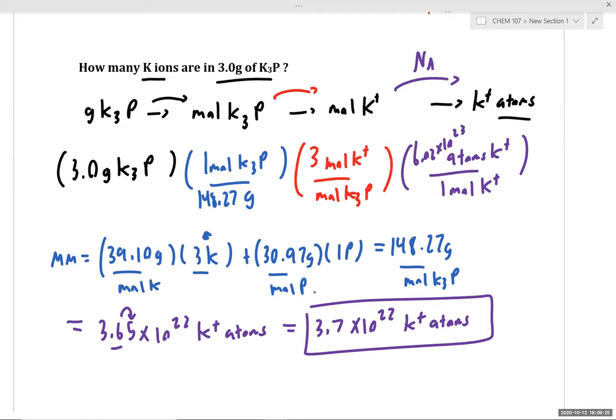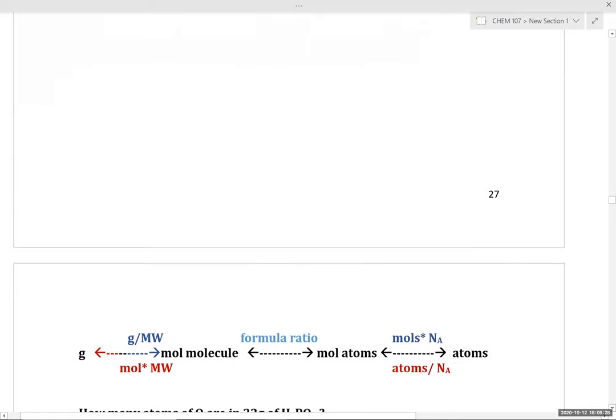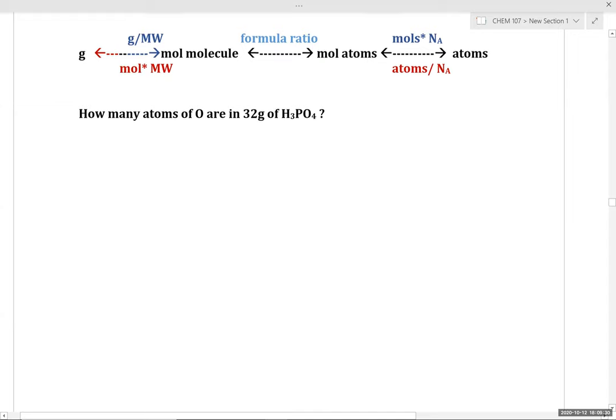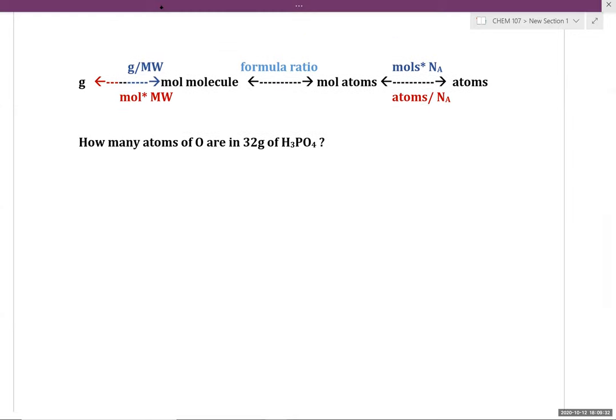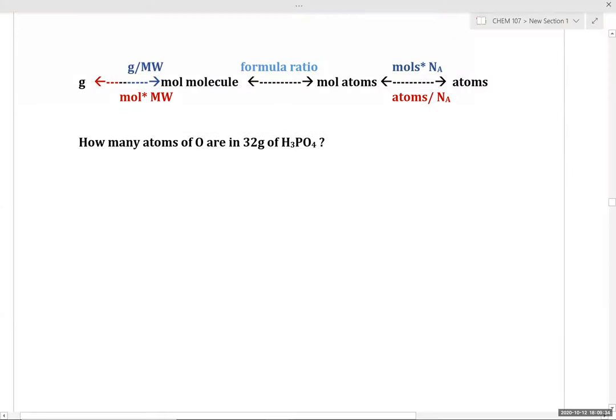Okay, so we've seen an example. Let's now apply what we've learned. In this case, we're asked to calculate the atoms of oxygen in 32 grams of phosphoric acid.